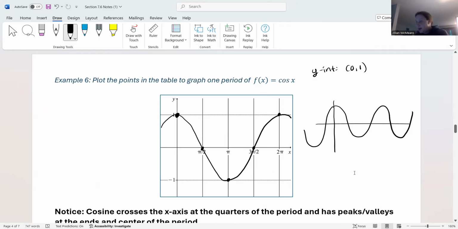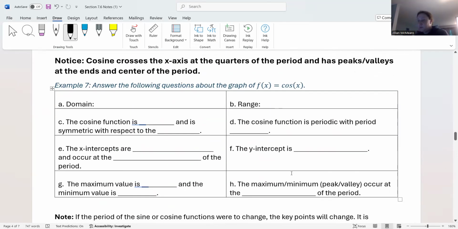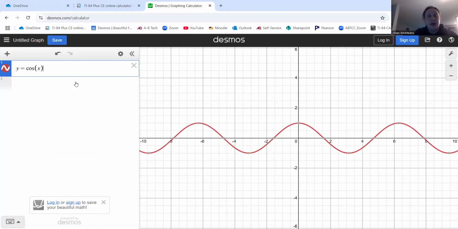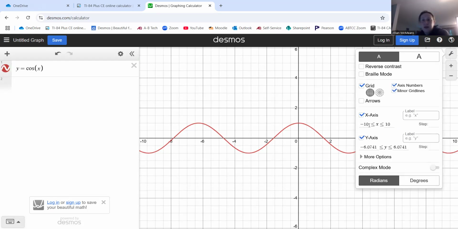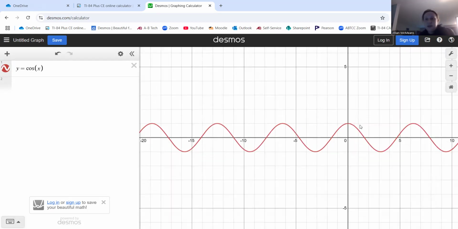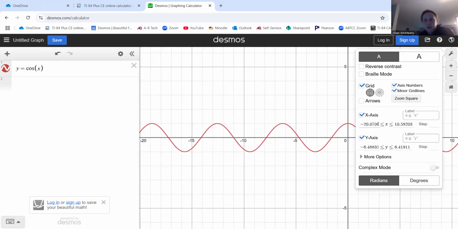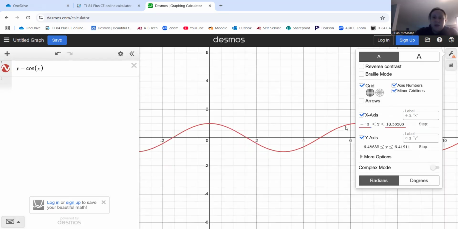So let's go ahead and fill in some really important information about the graph of cosine. We can see hopefully now that the domain really is all real numbers. And let me show you this on Desmos just to make that super clear. So if we go back to Desmos, we're going to graph y equals cosine, and then in parentheses, just put x. And let's go ahead and fix our x and y intercepts. So go to the little wrench looking tool in the corner. And let's say we go negative 6 pi to positive 6 pi.